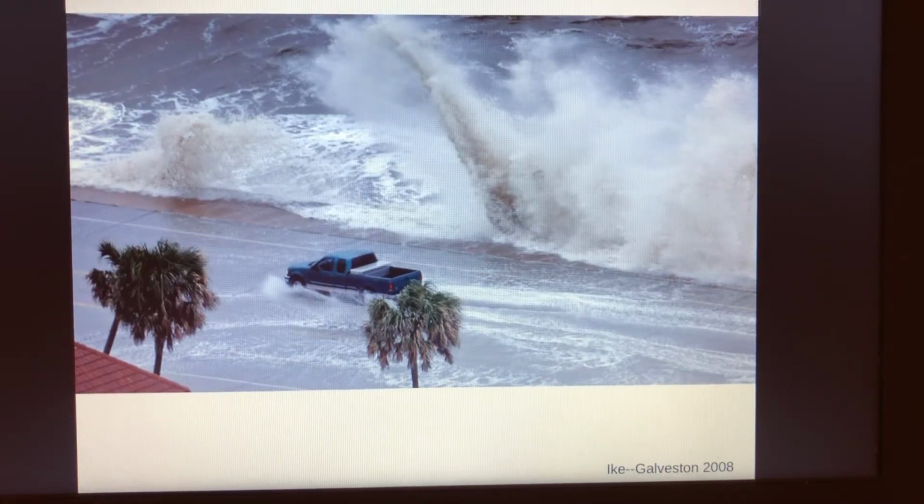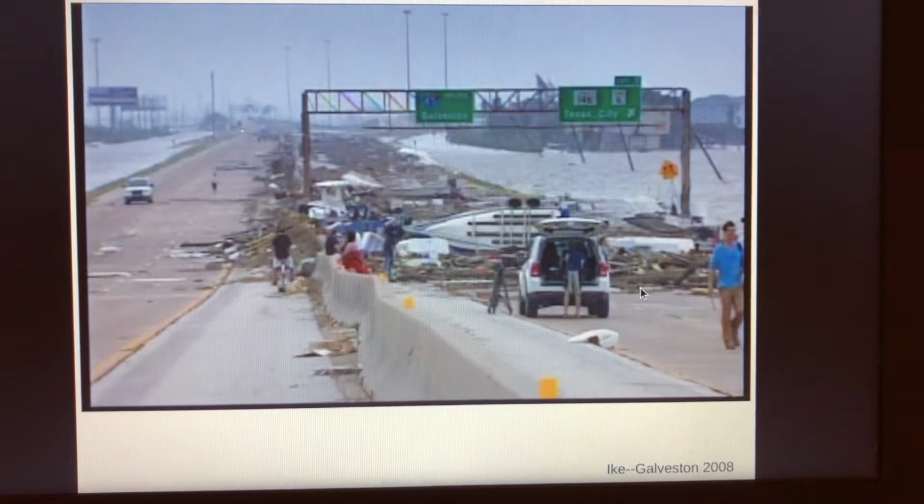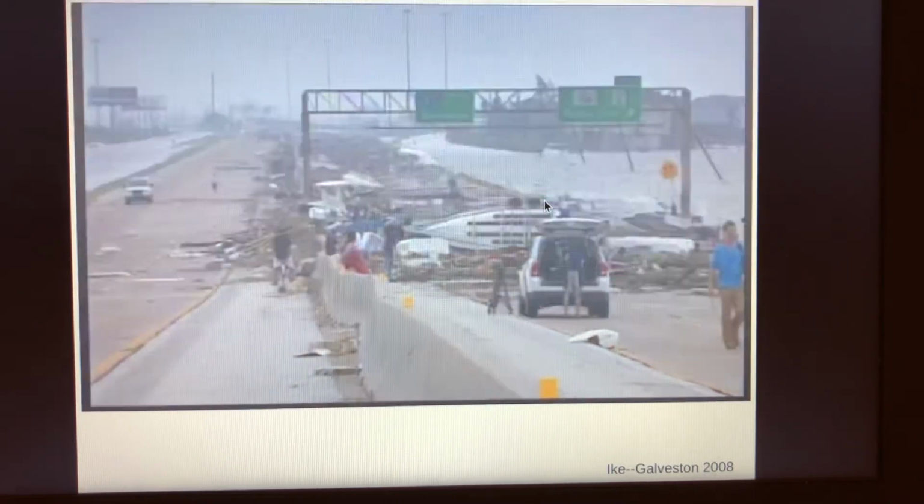This is Galveston again. This is Hurricane Ike that came ashore in 2008. And this is a road that is right along the seawall on the Atlantic in the Gulf. And you can see the storm surge flying up against the seawall. This is also Ike. This is the aftermath. And again, you can see this is the Gulf of Mexico, and it's pushed boats right up on top of the freeway that runs right along the Gulf of Mexico.